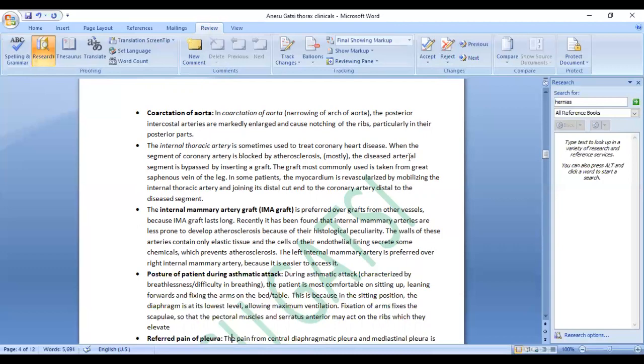onto the table actually fixes the scapula so that the pectoral muscles and the serratus anterior may act on the ribs. Remember that the pectoralis major and the serratus anterior muscle are actually accessory muscles of respiration that are found in the pectoral region.